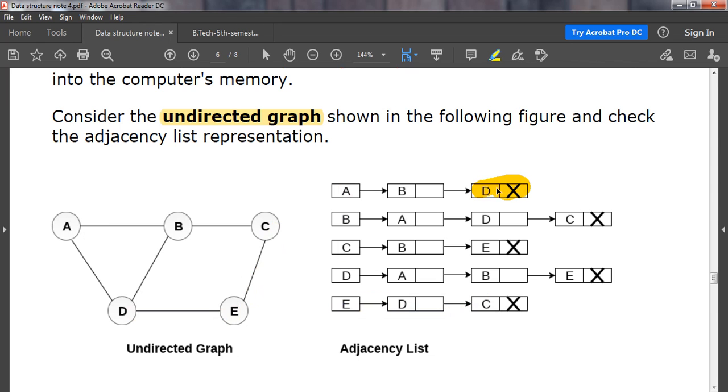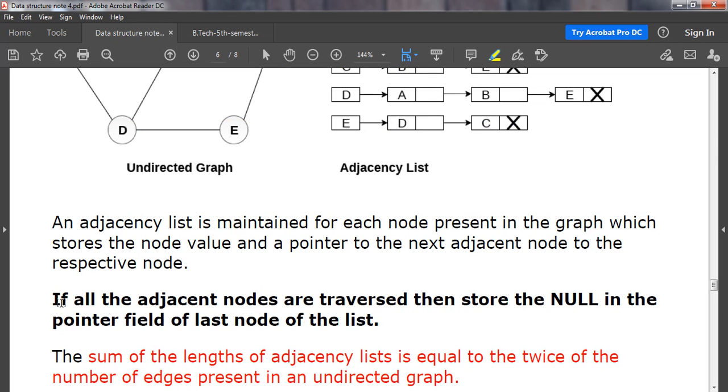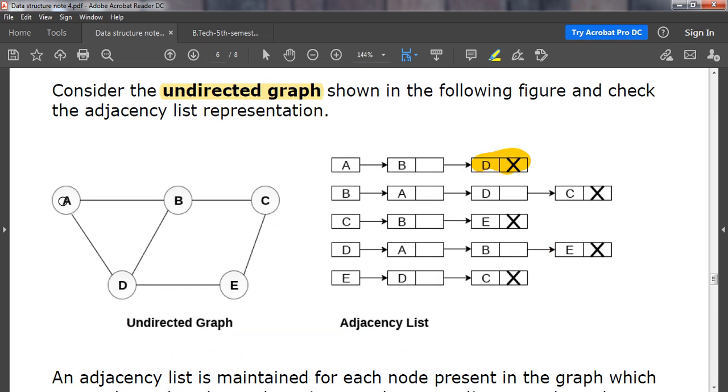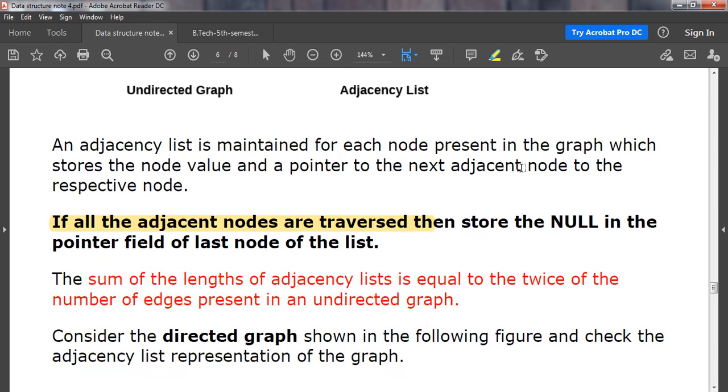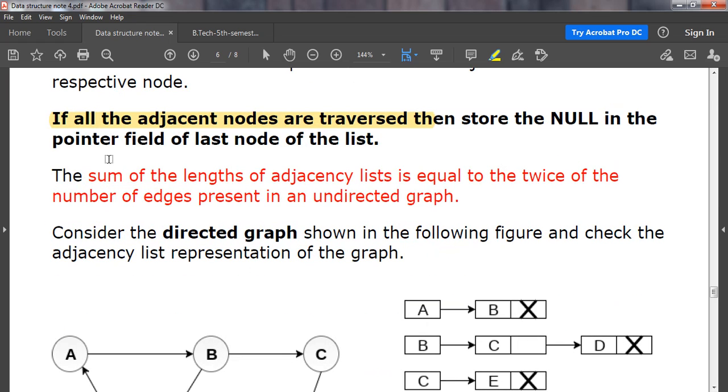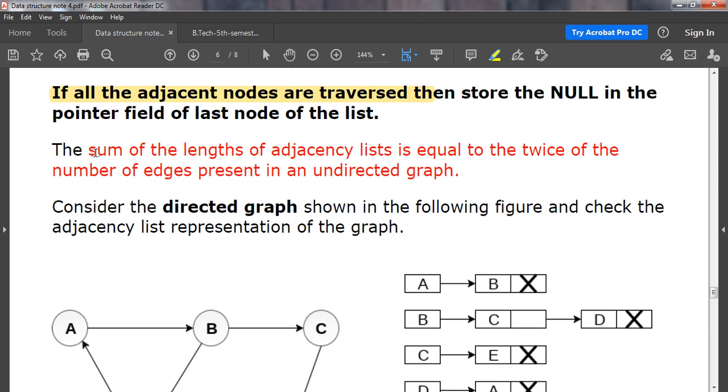because there is no connection beyond that. So if all the adjacent nodes are traversed, then store null in the pointer field of the last nodes. Over here, since A is traveled from A to B and A to D, the last null is being stored. The sum of the lengths of the adjacency list is equal to twice the number of edges present in the undirected graph. So keep that in mind.